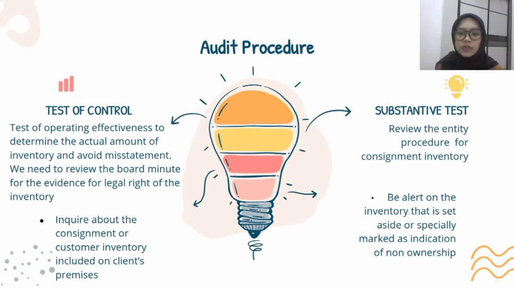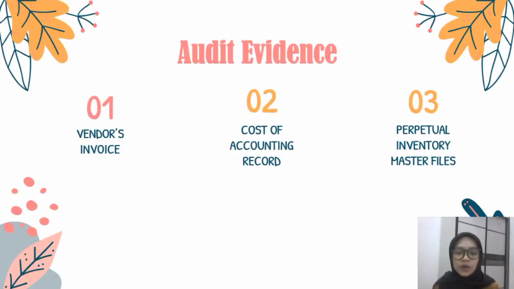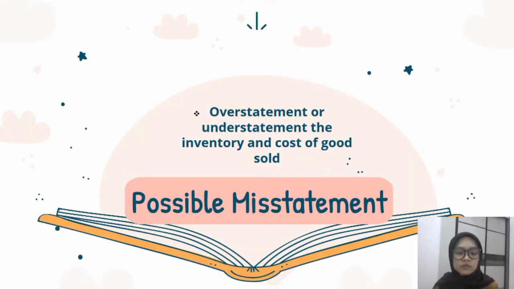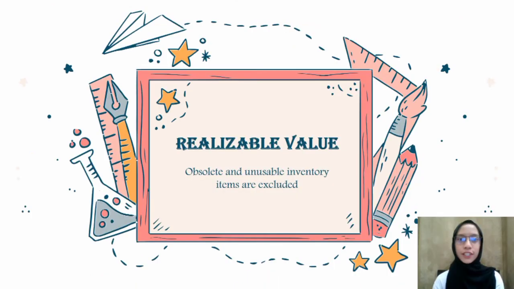Secondly, for the substantive test, we need to review the entity procedure for consignment inventory. The audit evidence for both tests is firstly vendor invoice, cost accounting record, and perpetual inventory master file. The possible misstatement that may occur from rights and obligations is overstatement or understatement of the inventory and the cost of goods sold.